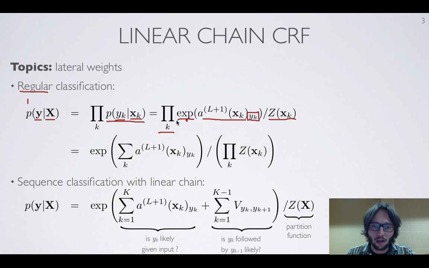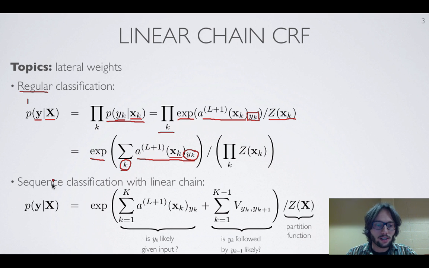Because the product of the exponentials is the exponential of the sum, we can also write this as the exponential of a sum over positions k of the pre-activation at the output layer for each label yk as predicted, so the pre-activation as computed based on the associated input xk. And then we also divide by the product of the partition functions or normalization constants here.